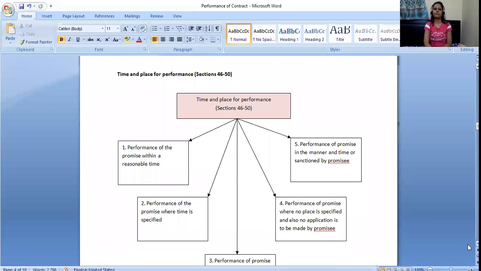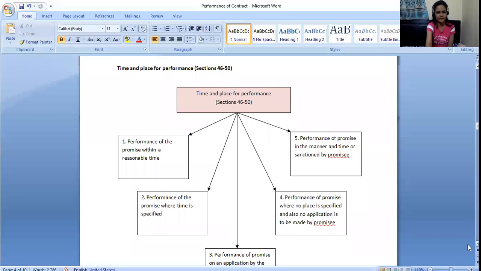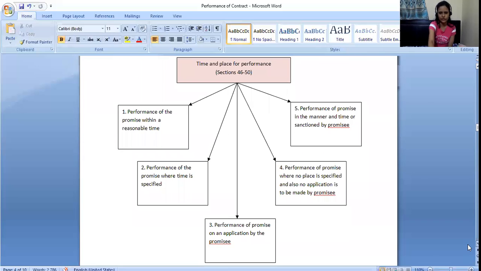Next is time and place for performance. When nothing is specified, it should be within a reasonable time. If something is specified, it should be according to that only. Time is specified, place is specified, whatever it is, accordingly only it should be done.